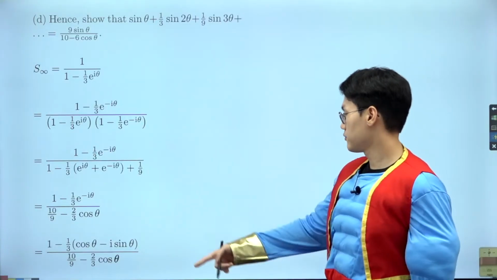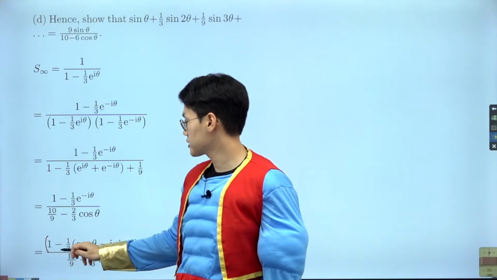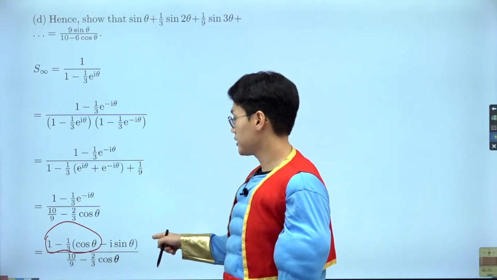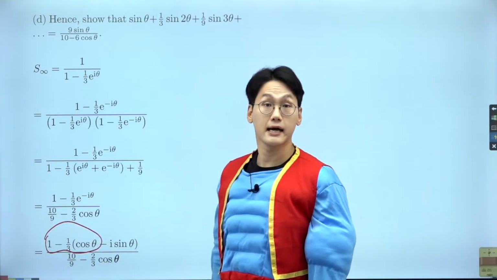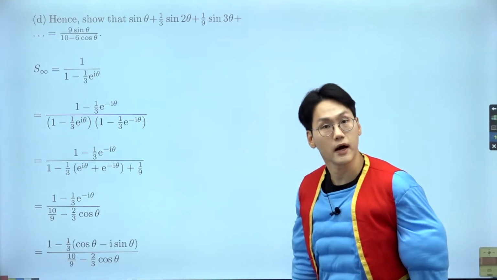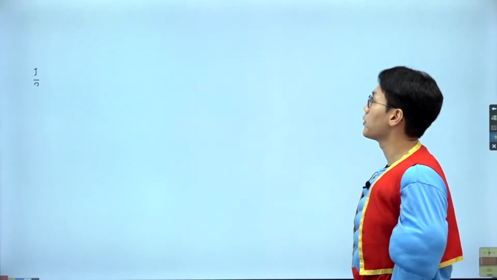So in this case, the real part is going to be something to do with the 1 minus 1 over 3 cosine theta, where the imaginary part will be just positive i sine theta, because it's going to be the multiple of i. Right, so that is beautiful. So let's go back to the series.